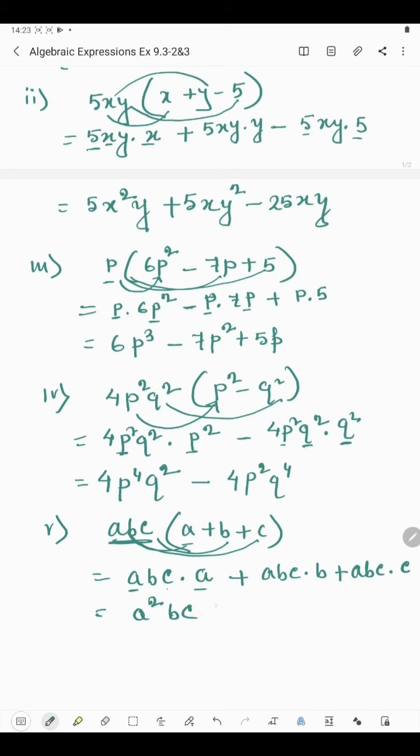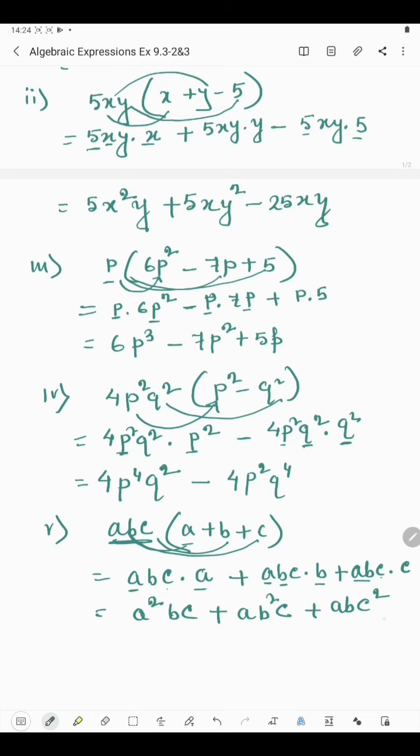Okay, then plus sign, then a is present only one time, so we'll write a, but b is present twice, so it's b square, and then c. Plus, ab is present one time, but c is present twice, so abc square. So the answer of the last part will be a square bc plus ab square c plus abc square.